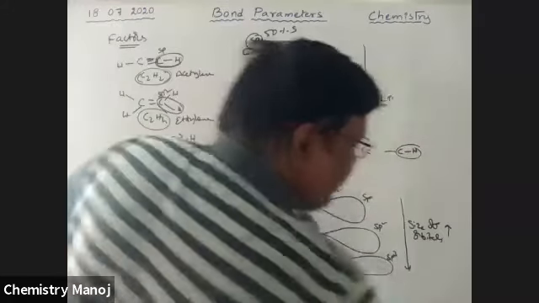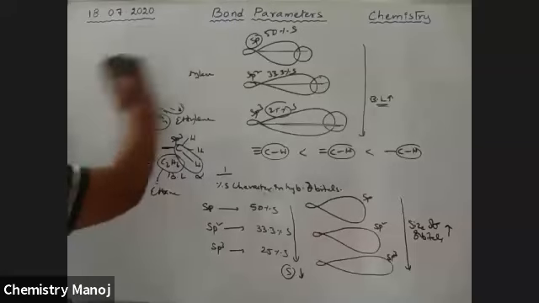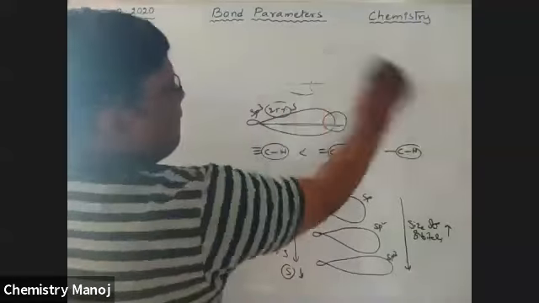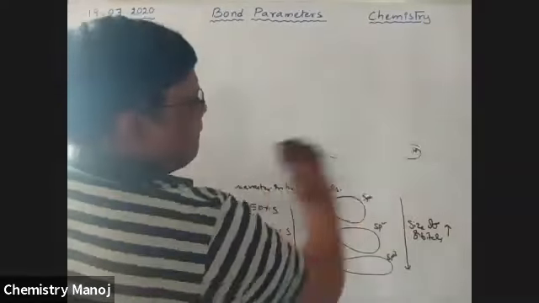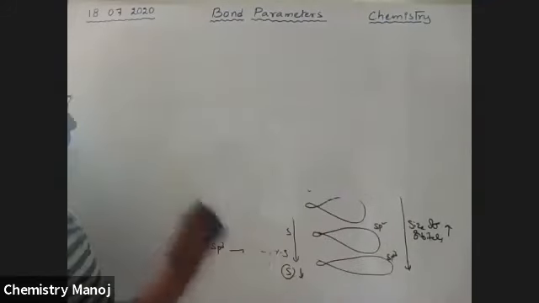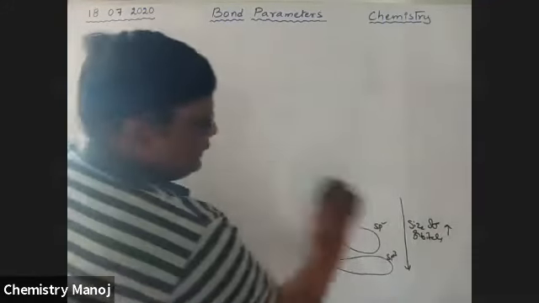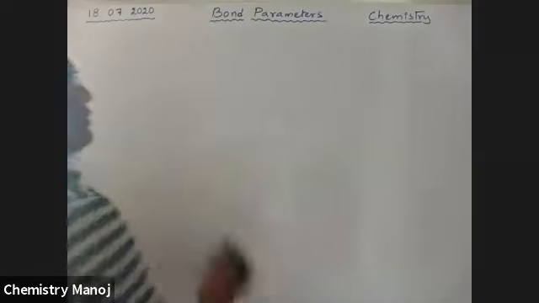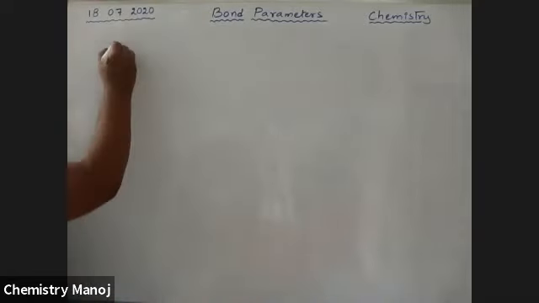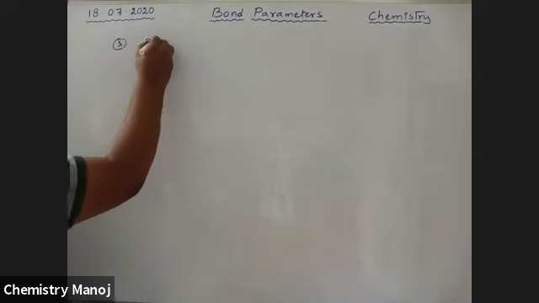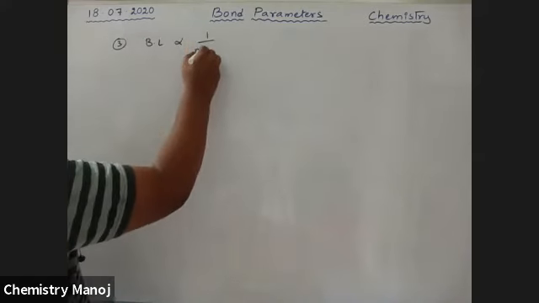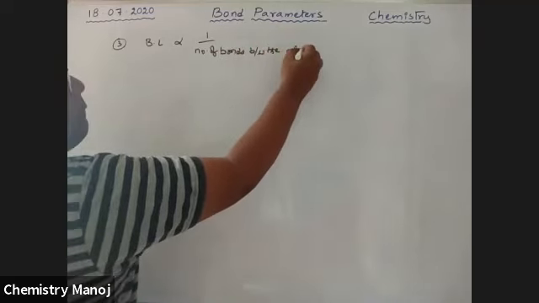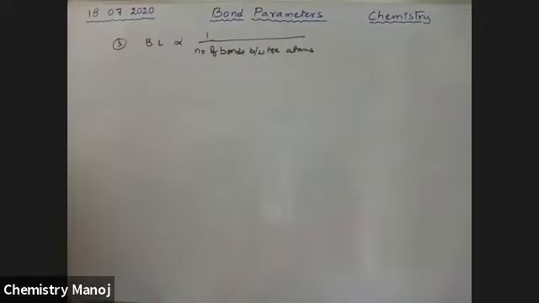Next one, bond length is also influenced by the number of bonds between the atoms. Third point, bond length is inversely proportional to the number of bonds between the atoms.